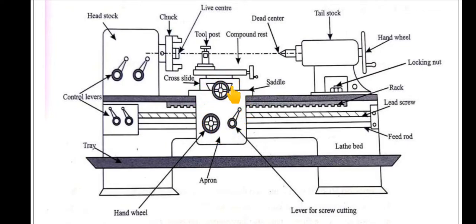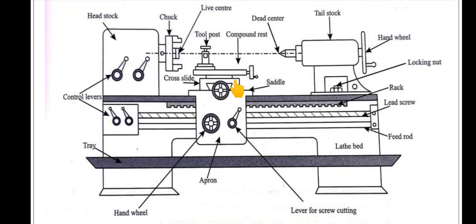As I already told, the carriage assembly consists of different parts. One is the saddle. You can see here the saddle. It is an H-shaped casting sliding over the guideways and supports the cross slide, compound rest and tool post. You can see here the saddle, which supports the compound rest, cross slide and tool post. These three parts are mounted on the saddle. Next part is the cross slide. The cross slide is mounted on the saddle.